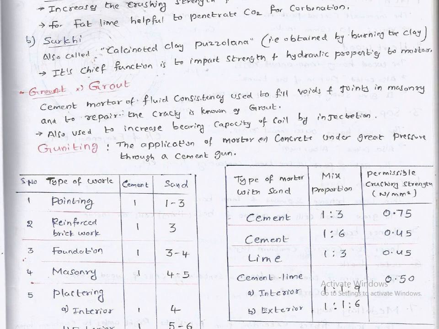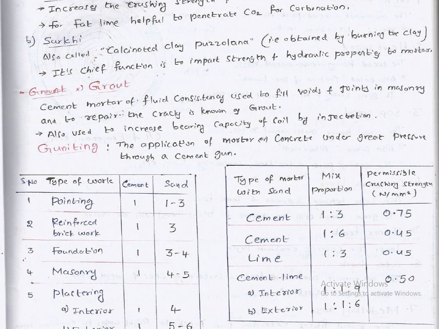Grout: the cement mortar of fluid consistency used to fill the voids and joints in masonry and to repair cracks is known as grout. It is also used to increase the bearing capacity of the soil by injection. Grouting is the application of mortar or concrete under great pressure through cement guns.